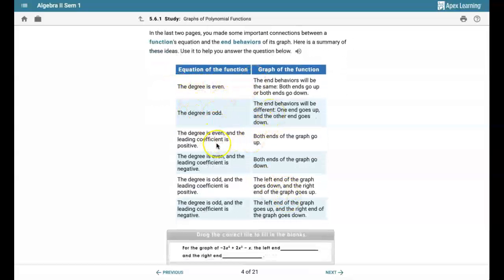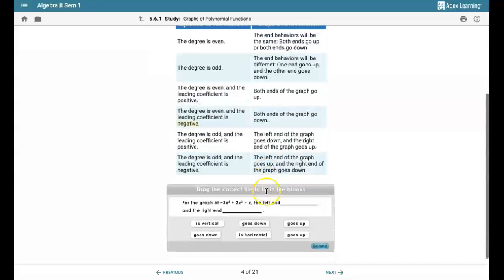All right. And if the leading coefficient is positive, the right-hand side is going to be up, right? And so that means both sides of the graph are going to be up. If it is negative, but it's still even, that means they're both going to be pointed down. If the degree is odd and it's got a positive leading coefficient, the right-hand side is going to go up while the left-hand side goes down, and obviously opposite for the negative coefficient.